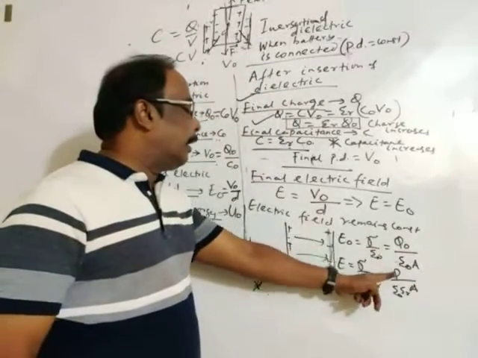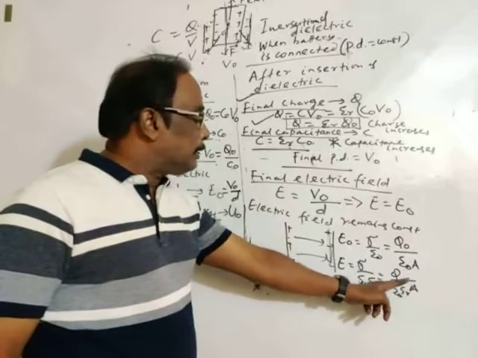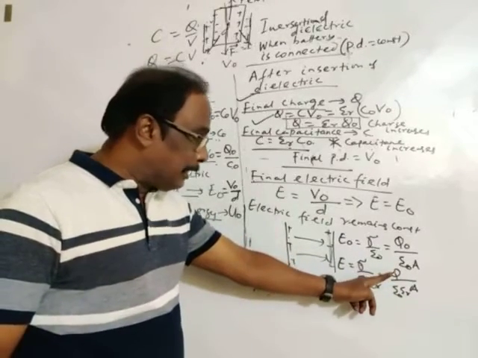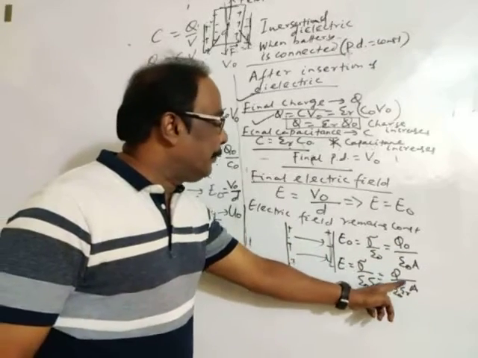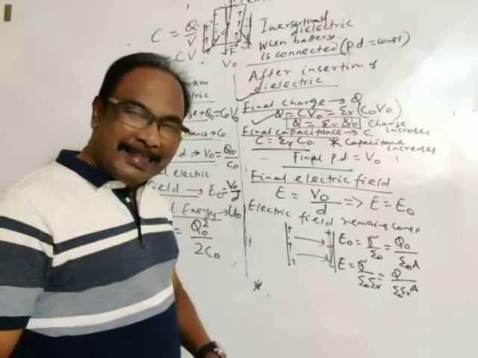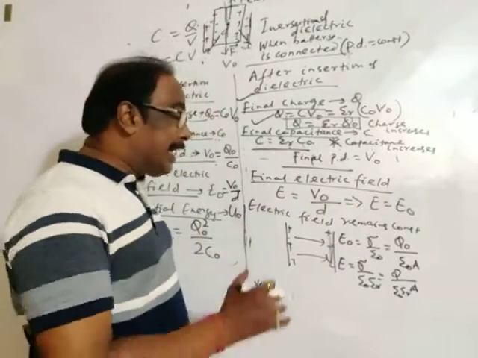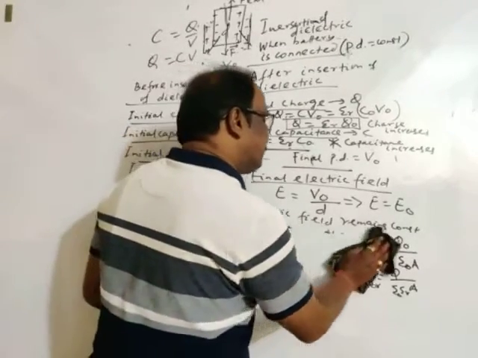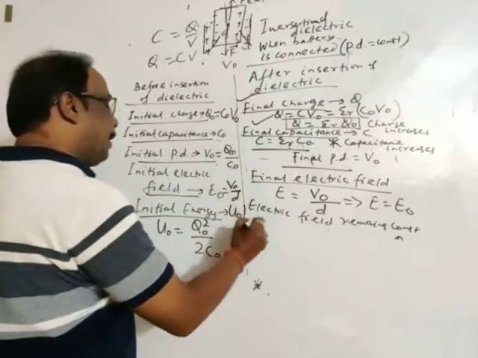See, Q is greater than Q naught. Though the field is actually 1 by epsilon r times due to the dielectric, here the charge also increases. Due to the increase in charge, electric field increases, while due to insertion of dielectric with epsilon r, electric field decreases. So finally it is balanced and the electric field remains the same. Charge increases, this is the factor, and electric field remains constant. Then final discussion: final energy.